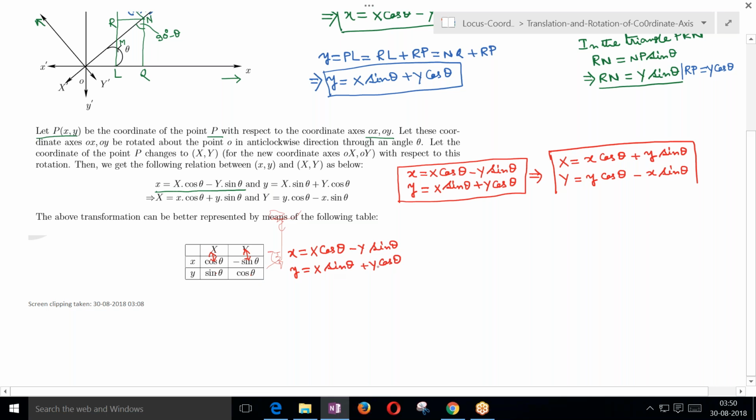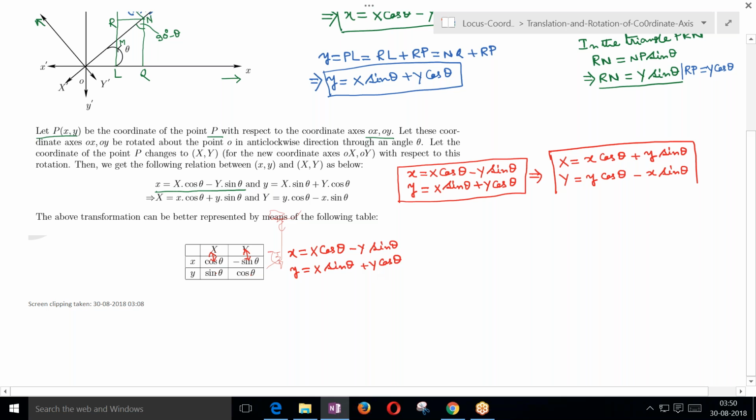Similarly, if I use a different color pen, in the same manner you can find capital X. To find capital X, you need to make lowercase x cos theta, and then lowercase y sin theta.